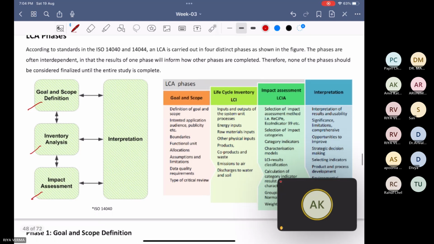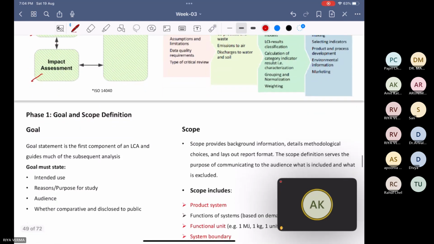So first, in the first phase, the goal and scope: the goal statement is the first component of an LCA and it guides much of the subsequent analysis. Basically in the goal, we state why we want to perform the LCA, what the main purpose is. The goal must state its intended use, the reasons or purpose for the study, the target audience for which we are going to perform the LCA, and whether it is comparative and disclosed to the public.